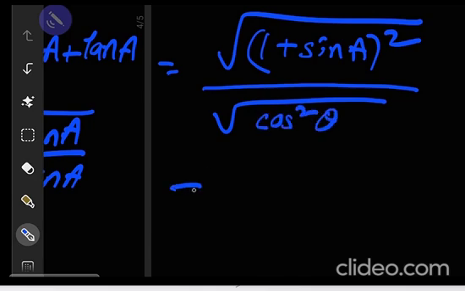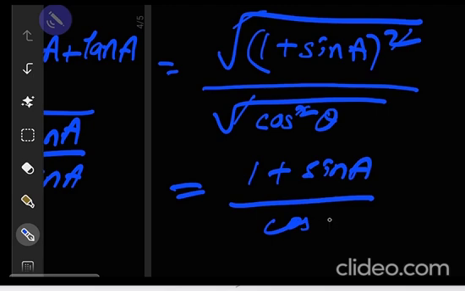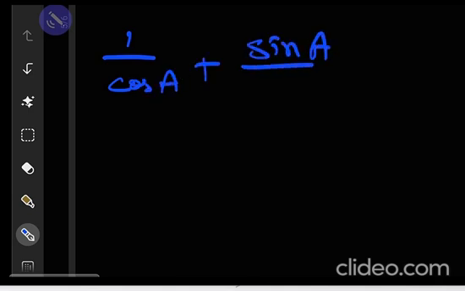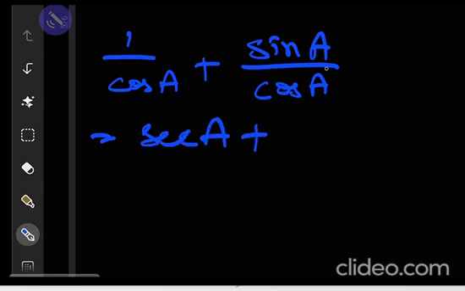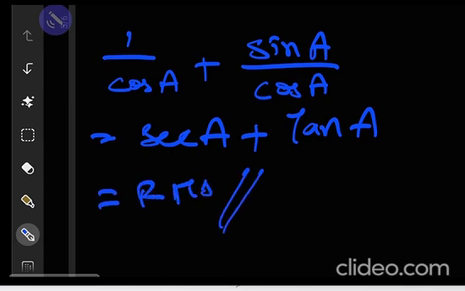Which is cos square theta. So this root will get cancelled with the square, and we get 1 plus sine A divided by cos A. Now split it: 1 by cos A plus sine A by cos A. So 1 by cos A is nothing but secant A, plus sine by cos is tan A. So this is nothing but secant A plus tan A, which is the RHS.